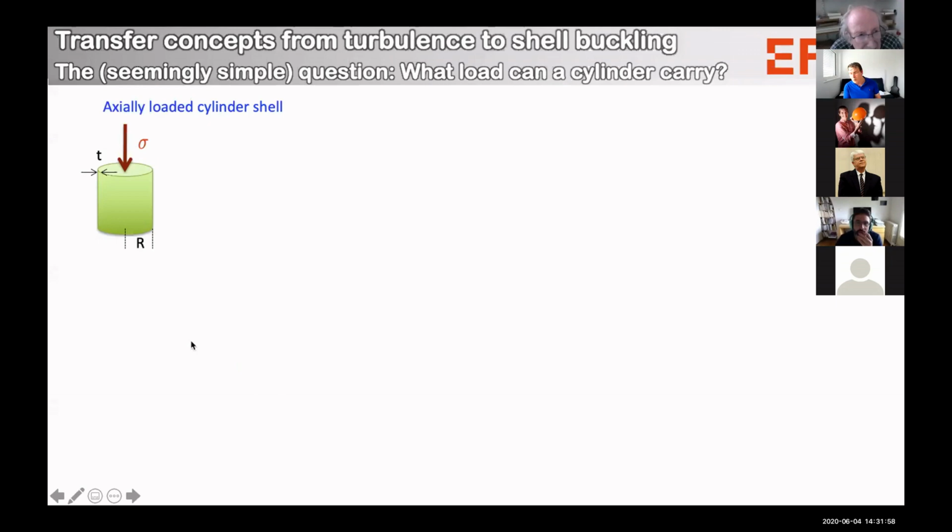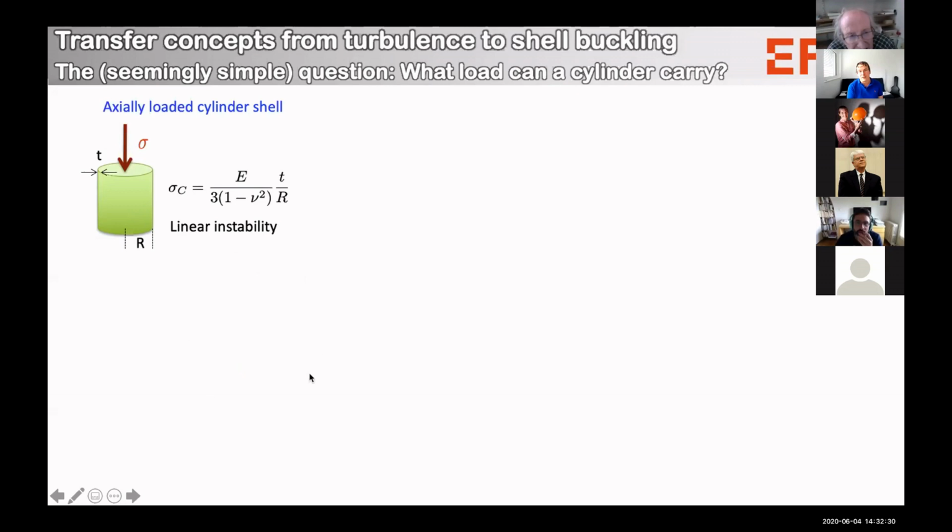So how would we all do this? Well, we would write down the equations for elastic equilibrium. We would then do a stability analysis for the loaded base state and search for a linear instability. And if you do this, you get a very classical result for the critical stress, expressed in terms of the bulk modulus, the Poisson ratio, and the thickness of the shell divided by the radius of the cylinder.